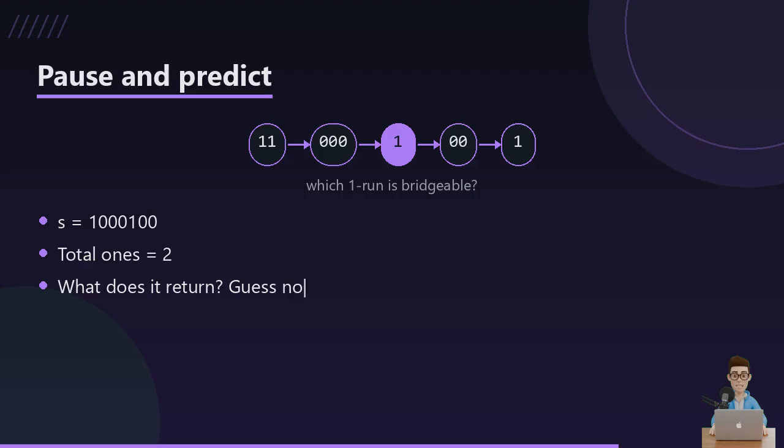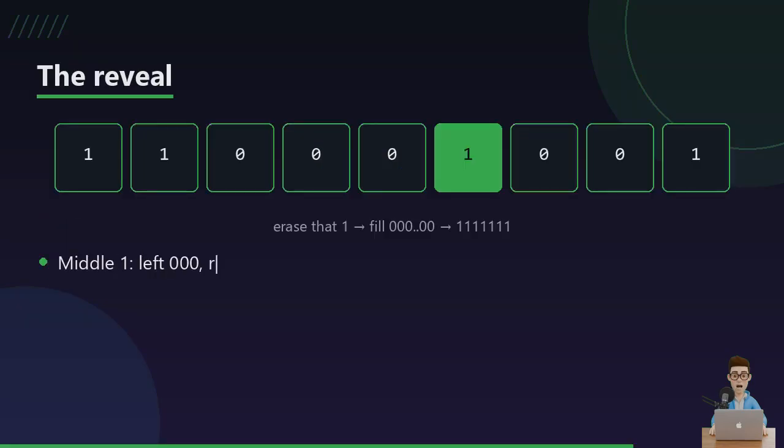1000100100, 2 ones. Don't count by hand. Do it the way the code does. Find a single interior 1 run, sum its flanking 0 lengths, add to base. If you can name the answer before the reveal, you've internalized the reduction, not just the story. Middle 1 run flanked by 000 and 00, gain 5, plus base 2 equals 7, full saturation.